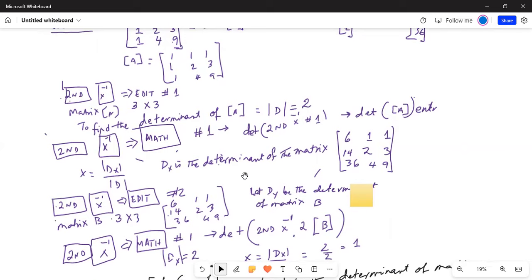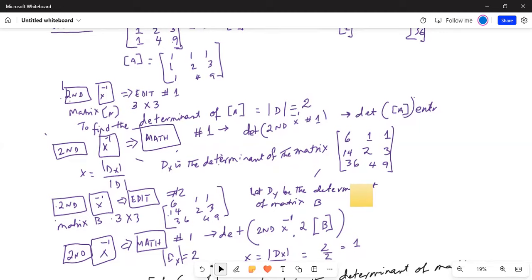So second x minus 1, and go to edit and go down to number 4, make it a 3 by 3, enter, and it will be 1, enter, 1, enter. Last column will be replaced by 6. First row, third column is 6. Then it is 1, 2, last column being replaced by 14 in the second row. And in the third row, it's 1, 4, and in the last column replaced by 36.